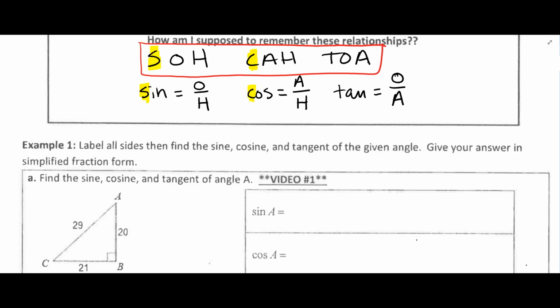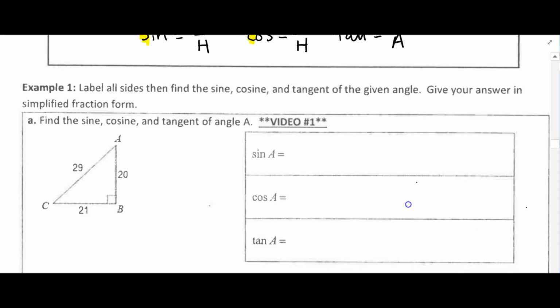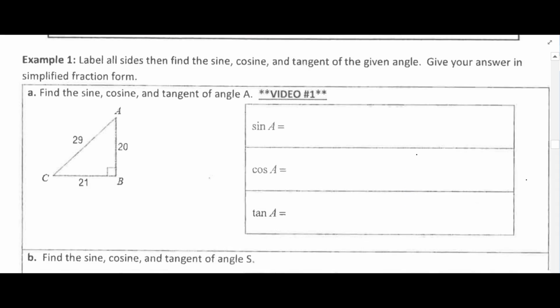Alright, this video continues with section 12.1 on right triangle trigonometric ratios. In the previous video we learned this mnemonic device, SOHCAHTOA, to help us remember what the special ratios were. Normally when I'm working on a problem, I'll just write that up at the top, so then I can just refer back to it. So I'll just write up SOHCAHTOA.